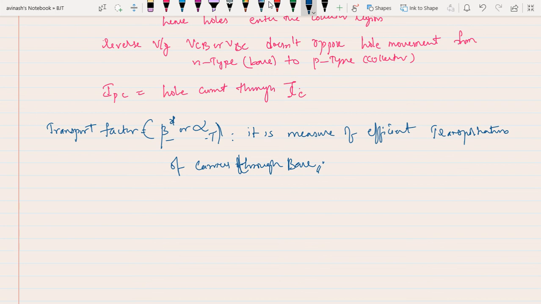So mathematically, how do we represent this? The transport factor alpha T is the ratio of IPC to IPE. I hope this point is clear to everyone.